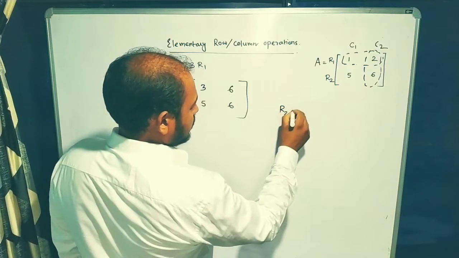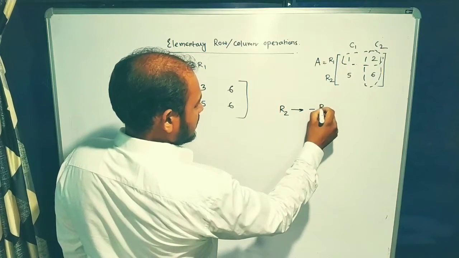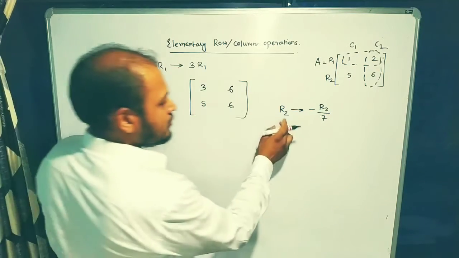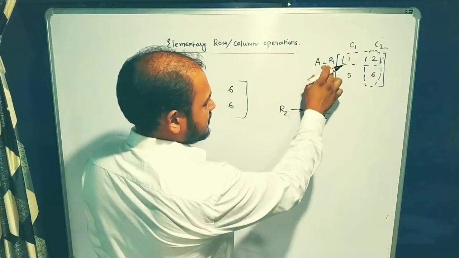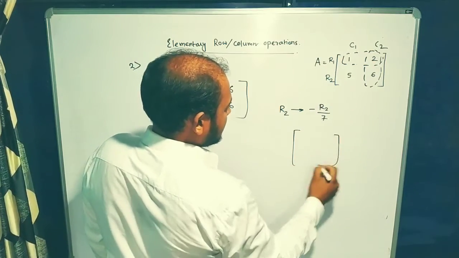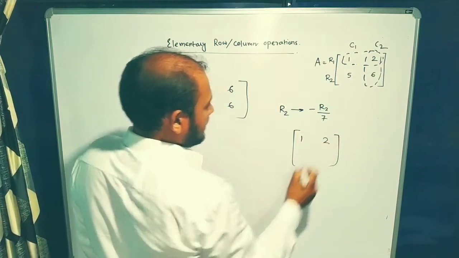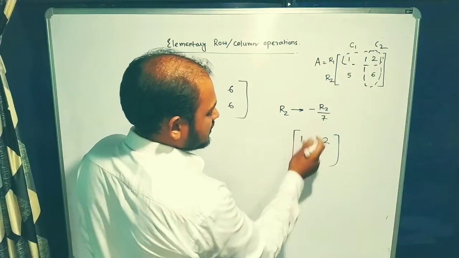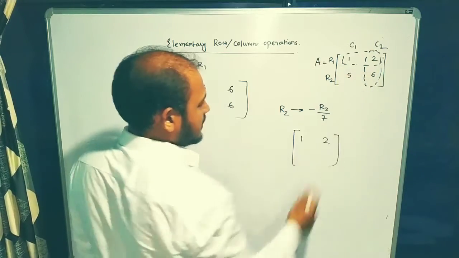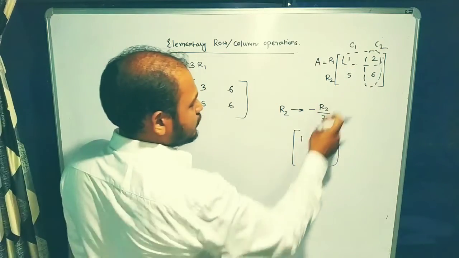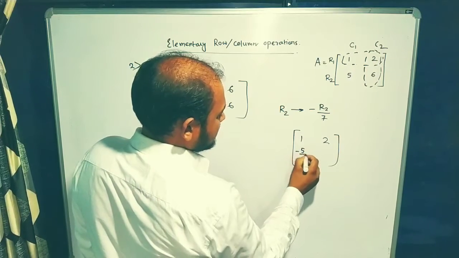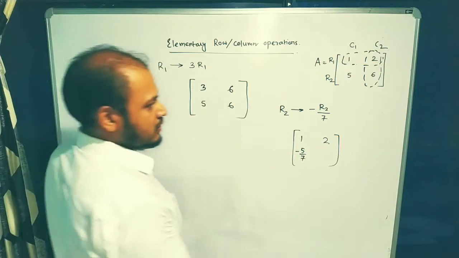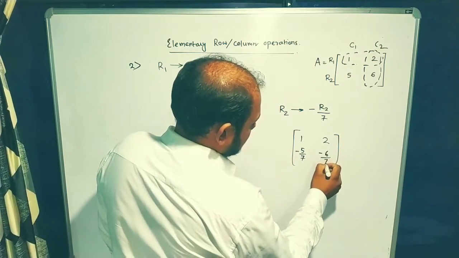that you have to change the second row to minus R2 by 7, what will be the result? Notice that only the R2 is getting changed, R1 is remaining the same. So in the matrix, R1 will stay the same as 1 2. And what about the second row? Second row gets multiplied by minus 1 by 7. So the entire second row gets multiplied by minus 1 by 7. So 5 into minus 1 by 7 is minus 5 by 7, and 6 multiplied by minus 1 by 7 is minus 6 by 7.